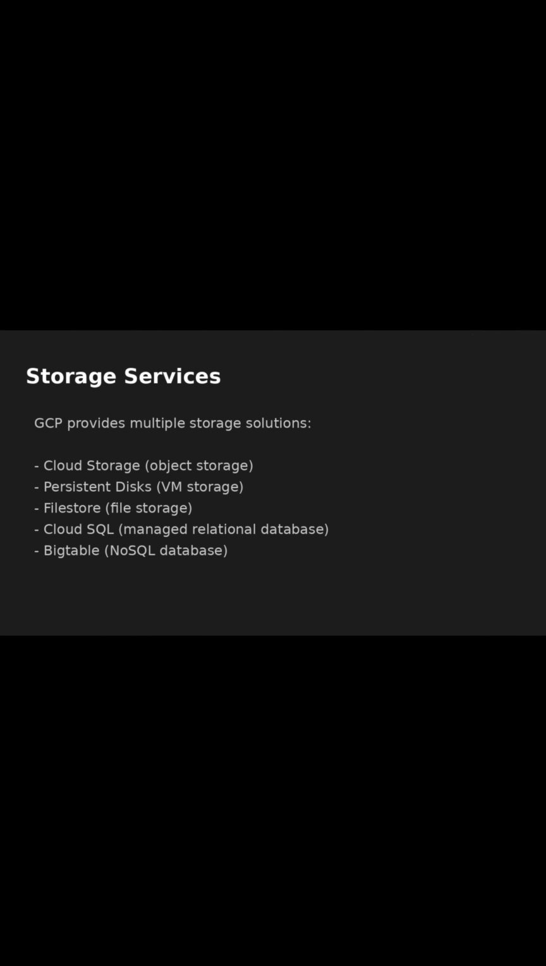Google Cloud provides multiple storage solutions depending on the type of data. Cloud Storage is used to store unstructured data such as images, videos, backups, and documents. Persistent disks provide block storage for virtual machines. Filestore provides managed file storage for applications. For relational databases, Google Cloud provides Cloud SQL, which supports databases like MySQL and PostgreSQL. For large-scale, NoSQL workloads, Google Cloud offers Bigtable, which is designed for high performance and massive scalability.